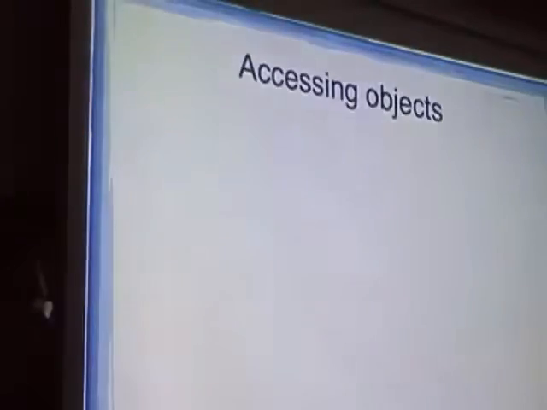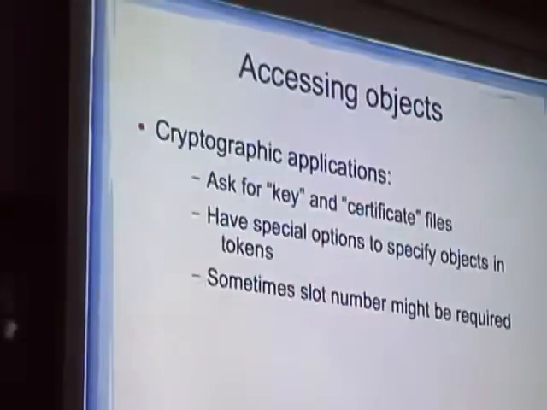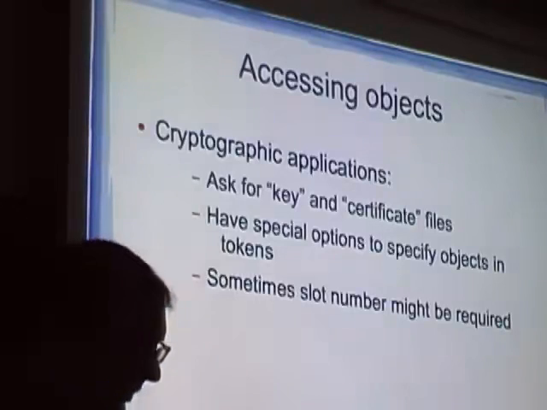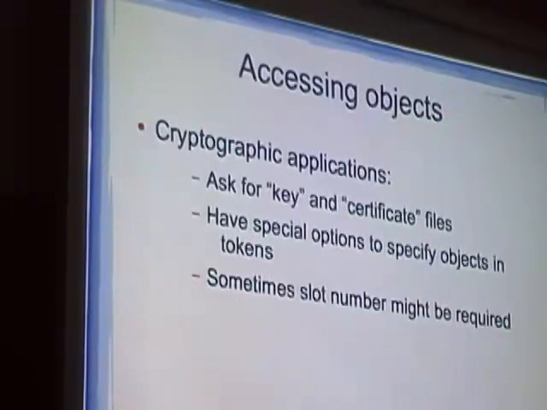Now I'm going to talk about accessing objects and what the issues are. In typical cryptographic applications today, when you want to provide your identity, they ask you for a key file and a certificate file. What are these? It's a file that contains your private key and your certificate. Let's say if you use the GnuTLS CLI client or the OpenSSL client to connect to a site, you can specify at the command line a key and a certificate. But when you want to specify a key that resides on a token, you have to use really special options.